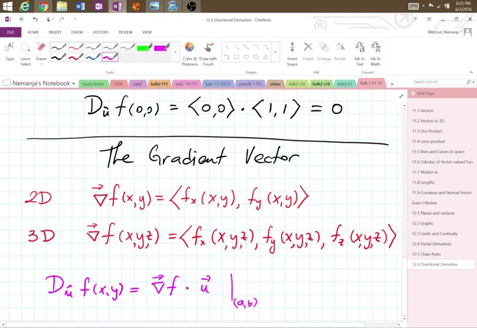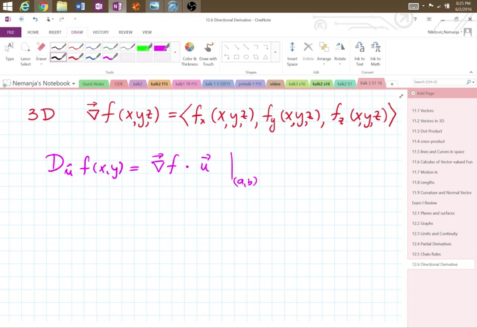Okay, what else? So computing gradients. I think our book has quite a few exercises on that, which is good. Oh, look at that. 17 through 26 is computing directional derivatives with gradient. All right. We'll do that as well. So let's first do an example of just computing the gradient.